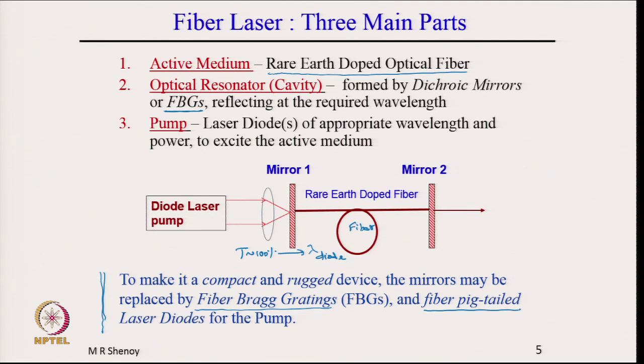one could use fiber pigtailed laser diodes, that is laser diodes which already have a fiber pigtail. That is, you have a laser diode here and what comes out is not a beam, but a fiber, and the fiber is bringing the output. So, there is a fiber already attached to the laser diode chip itself. Inside there is a chip and the fiber is attached and light comes out of the fiber. So, they are called fiber pigtailed laser diodes, and that makes it compact. The source has a fiber end, the fiber Bragg grating is also fiber, and the rare earth doped fiber is also a fiber. In other words, it is an all fiber device, and that makes it very rugged.